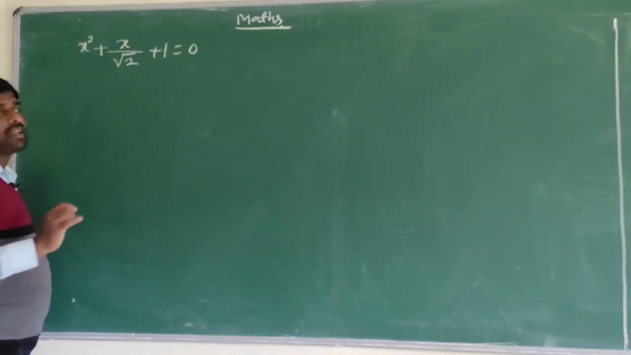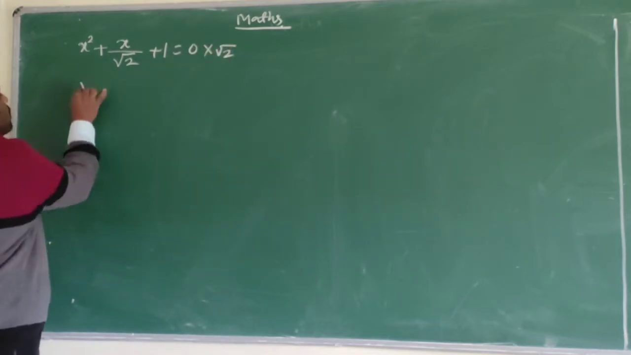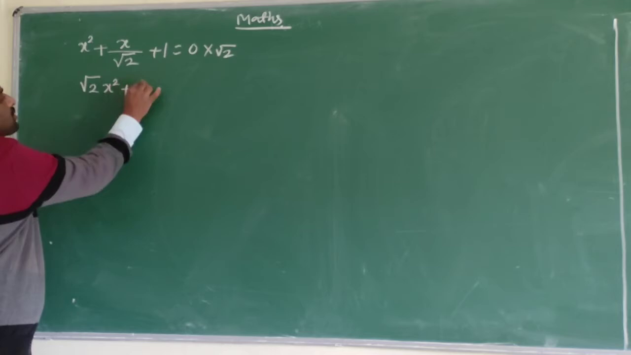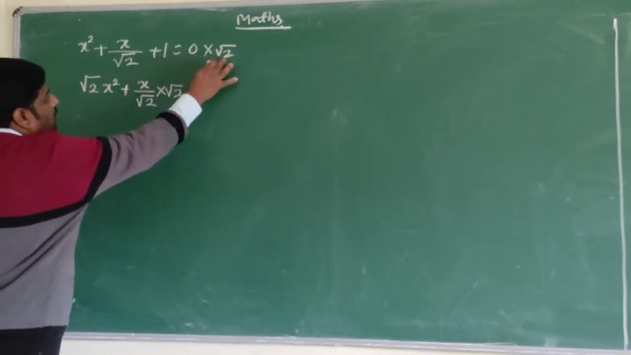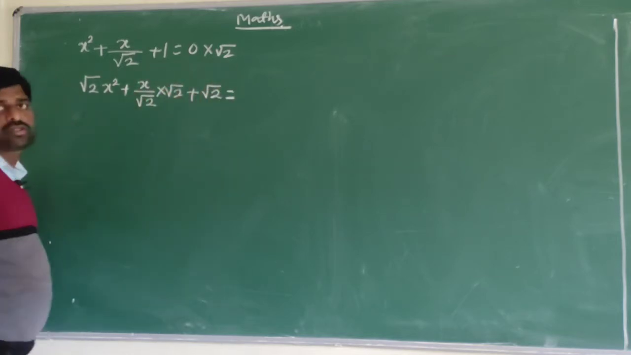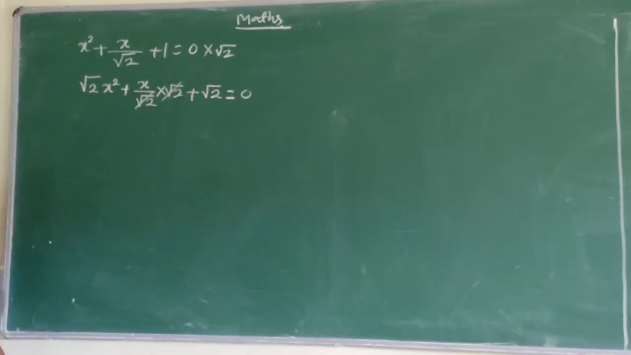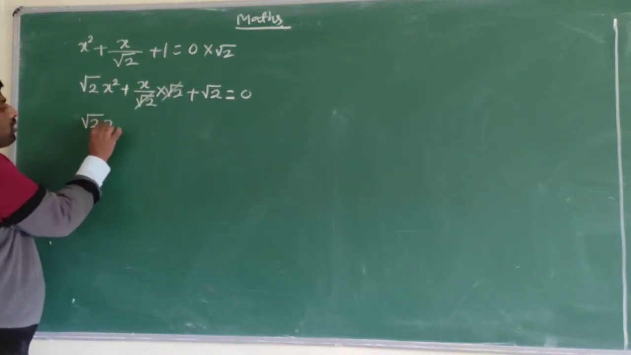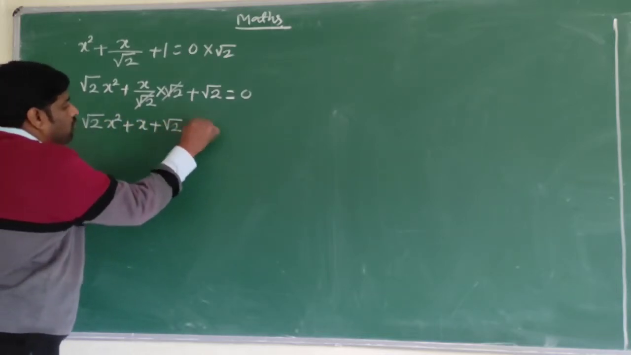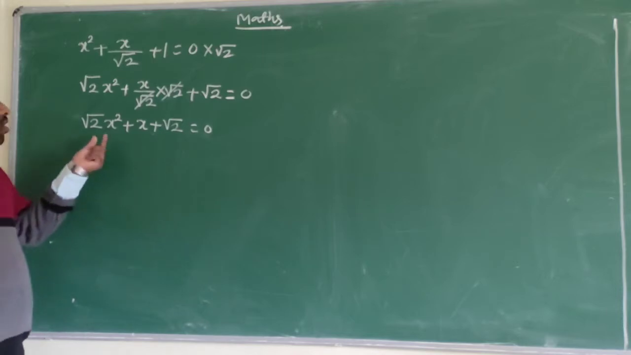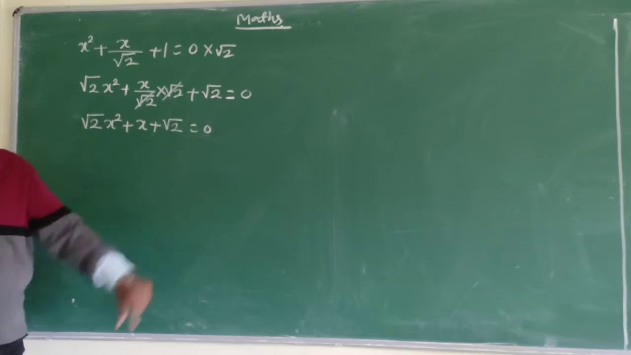Now for this equation we have to multiply root 2 on both sides. That is root 2 x square plus x divided by root 2 into root 2 plus 1 into root 2 equals 0 into root 2, which is 0. This root 2 cancels. That is root 2 x square plus x plus root 2 equals 0. It is of the form ax square plus bx plus c equals 0.